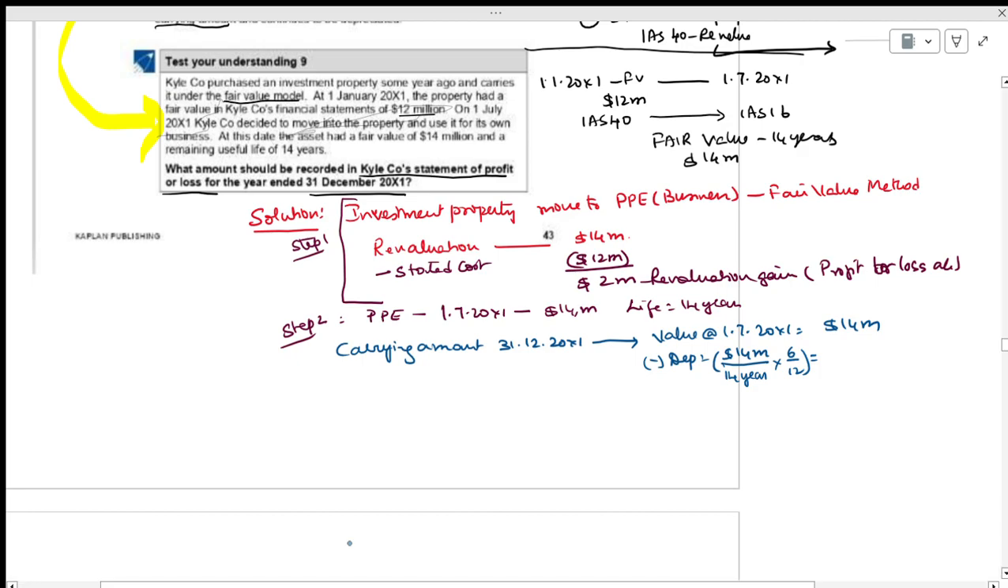Are you understanding? Because we have to take depreciation from 1/7/2001 to 31/12/2001, only for 6 months. How much you'll get? 500,000, that is 0.5 million. Okay. What is the carrying amount? Carrying amount is 13.5 million.